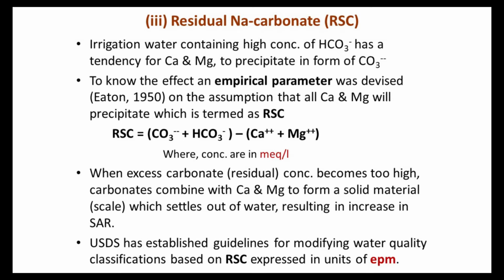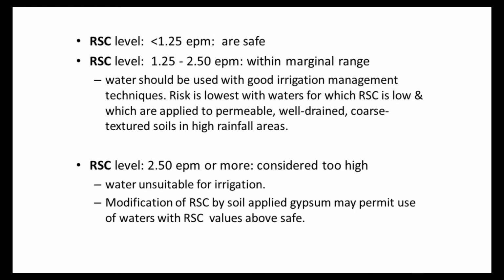The USDA has established guidelines for modifying water quality classifications based on residual sodium carbonate expressed in units of epm. If the residual sodium carbonate level is less than 1.25 epm, then it is considered safe groundwater. Water with residual sodium carbonate between 1.25 and 2.5 epm is said to be within the marginal range. These waters should be used with good irrigation management techniques and soil salinity monitored by lab analysis.